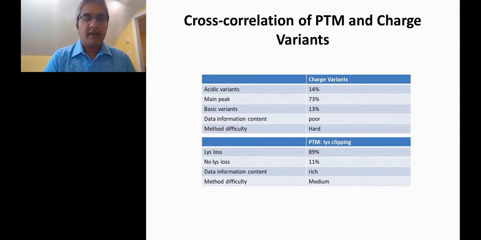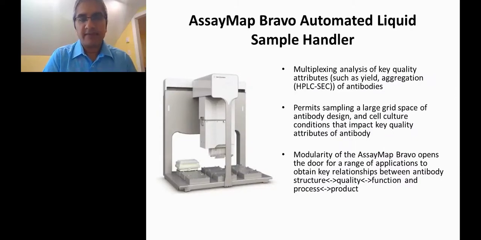So for the last few slides, I just wanted to focus on the other aspect that I was mentioning, which is the AssayMAP Bravo, which we have obviously used for a lot of our antibody discovery efforts. The AssayMAP Bravo is an automated liquid sample handler that I think Agilent had acquired and developed quite well.